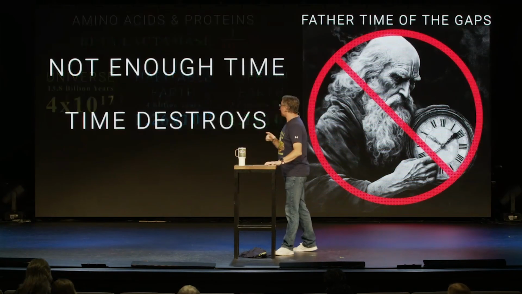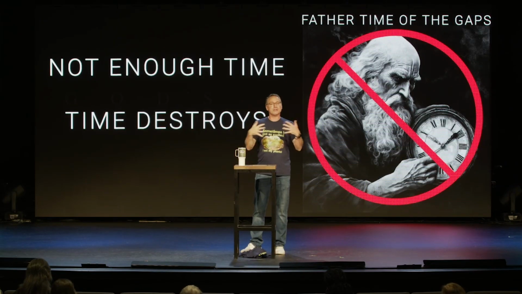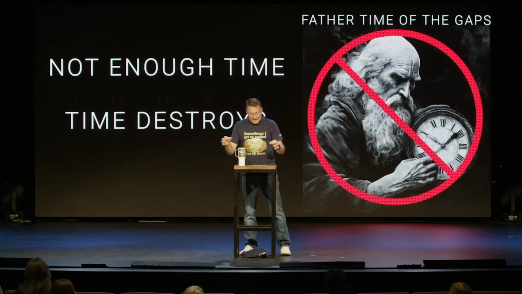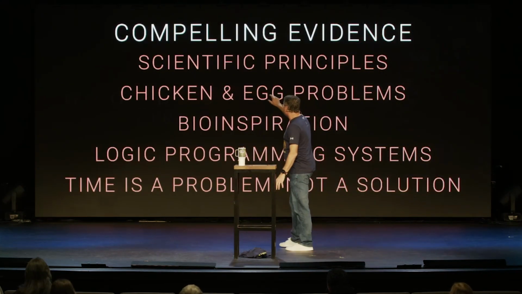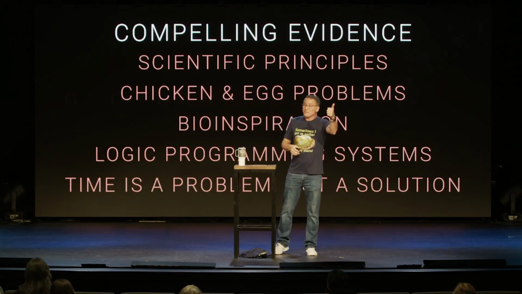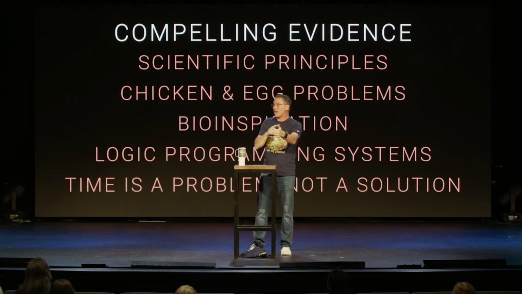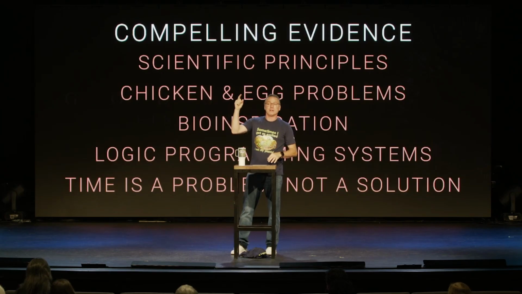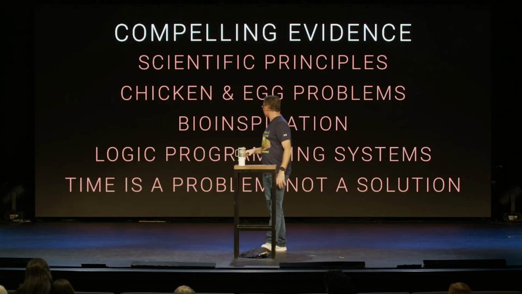So, not only is there not enough time, but the science tells us that time destroys. It does not build. It does not create information. Ever. Never. It doesn't happen. So, to summarize all of this compelling evidence, we have the scientific principles that we covered in week 1. That information comes from intelligence. This is what we have observed universally 100% of the time. If there is specified complex information, it came from a mind. Messages come from minds. Information comes from intelligence.